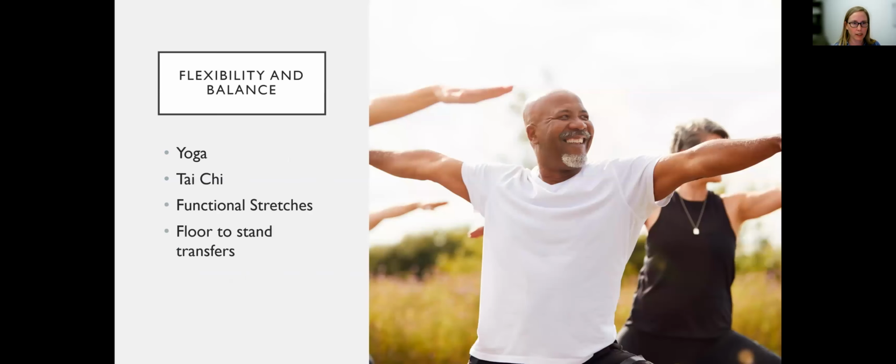And then here, flexibility and balance. I think yoga and Tai Chi are some really excellent ways that you can combine that multi-component aspect of flexibility and balance. And if a person is not quite comfortable with that, you can break it down to individual. I like to do functional stretches, activities that you might do in your everyday, and incorporating the stretches throughout the day. But I also added here floor to stand transfers.